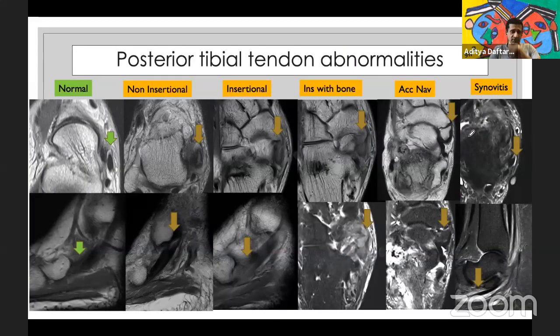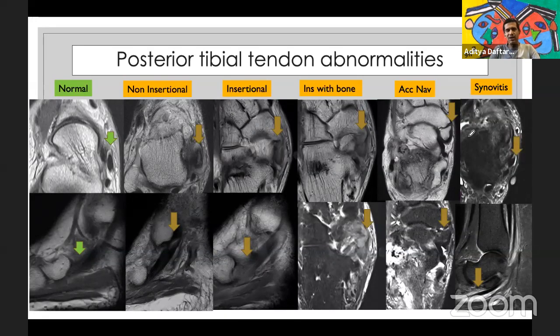So we'll move on to the next section here, which is looking at tendinopathy. Tendinopathy is a common area that we encounter in patients, irrespective of whether they are in the ankle or anywhere else.